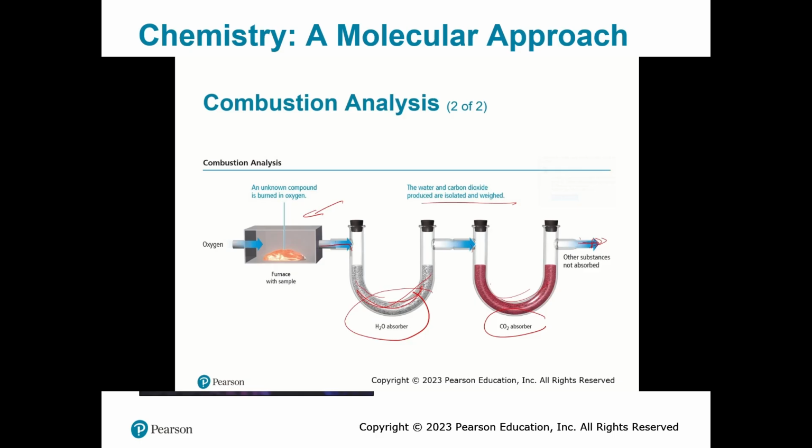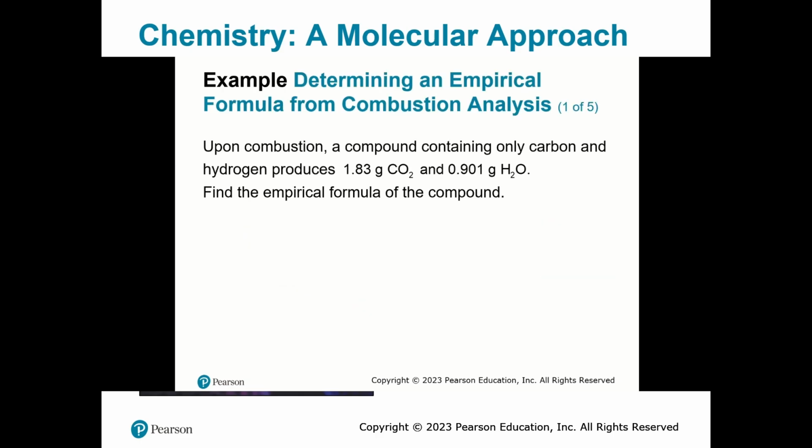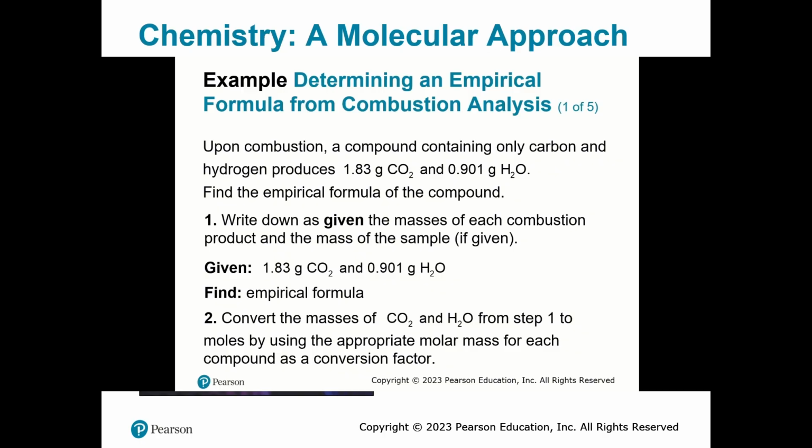So let's see this in practice, on problems that you're going to need to solve in tests or assignments. We have a combustion over here, and the compound containing only carbon and hydrogen produces 1.83 grams of CO2 and 0.901 grams of water. And the problem is asking us to find the empirical formula. How are we going to do this? First, we check what we have. We have the mass of two compounds, right? And we need to find the empirical formula.